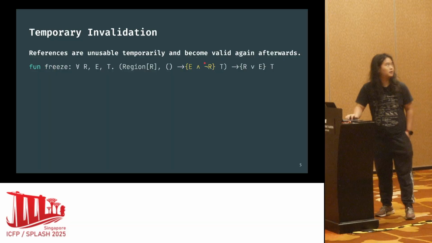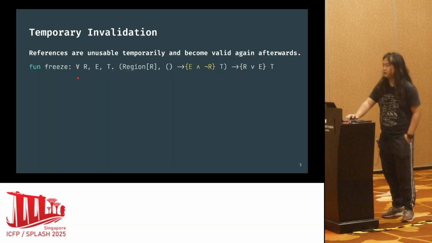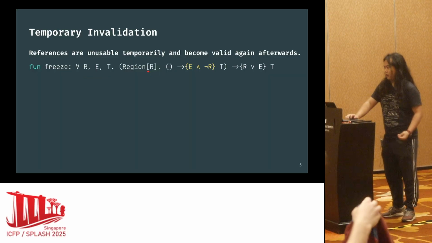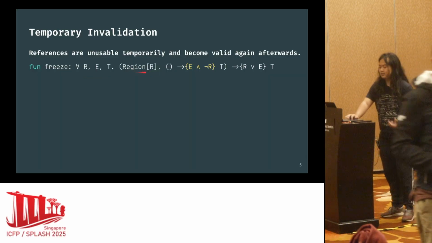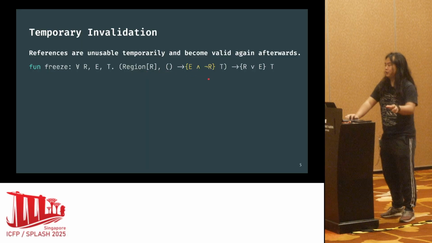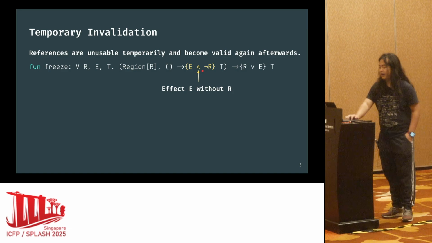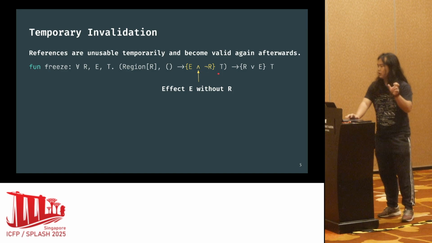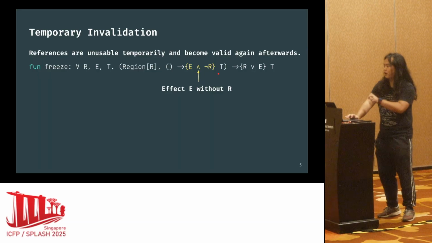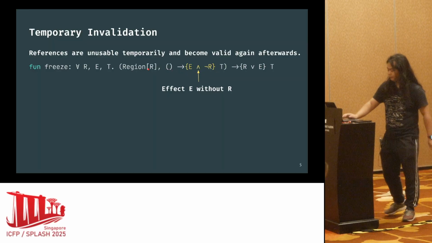So let's see this example. We have a freeze function, which will suspend all the operations on the given region, which has type region of R, and then executes the parameter function here. Notice that this parameter function has effect E, which is for all quantified here. That means that we can have arbitrary operations we want. But we have this "and not R", which means that this E should not involve R, and inside this lambda function, we should not touch the region we suspend here.